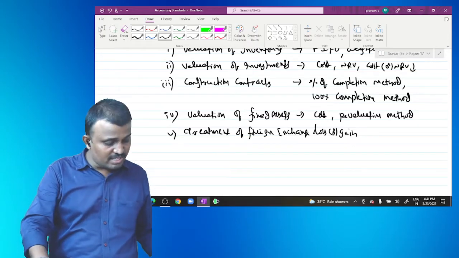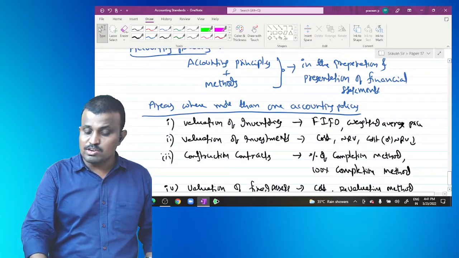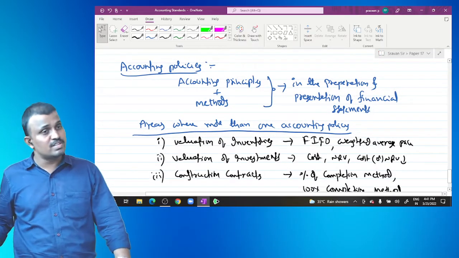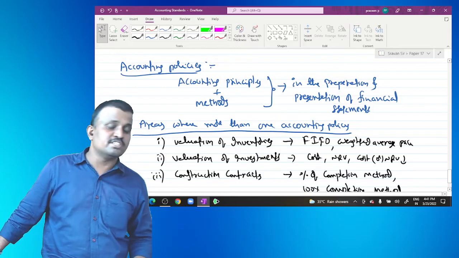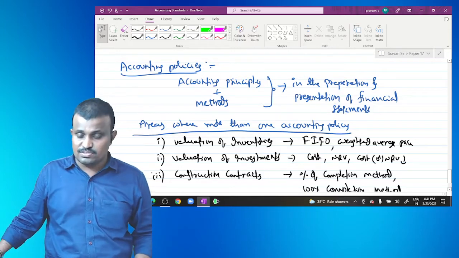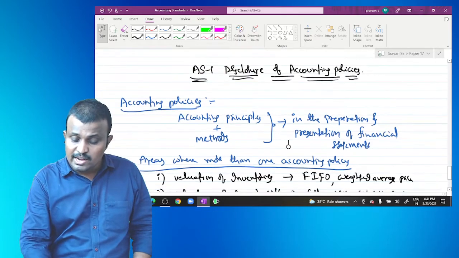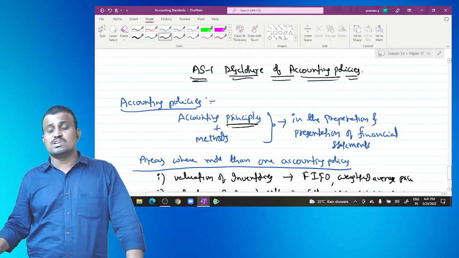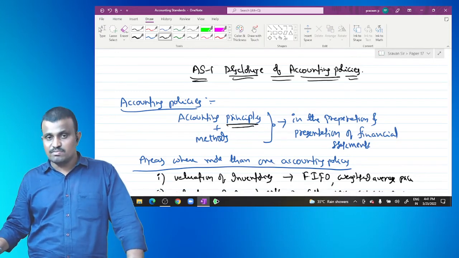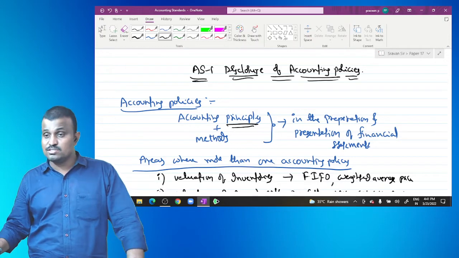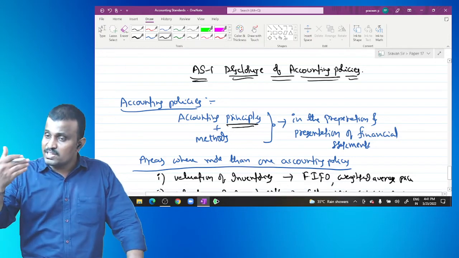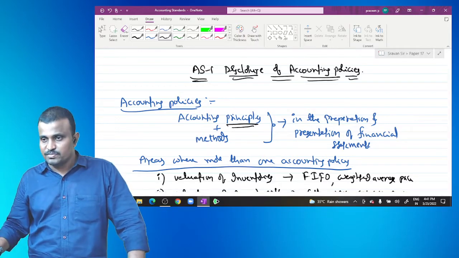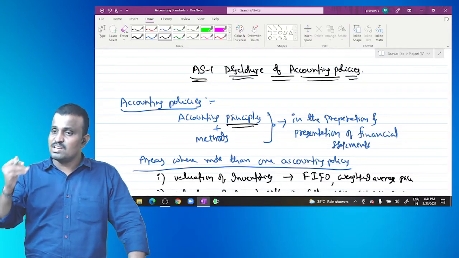So accounting policy is nothing but what? Accounting policy is nothing but accounting principles and methods of applying those principles in the preparation and presentation of financial statements. Here we use the words accounting principles. In some cases, it includes some concepts and some conventions, some rules and regulations required to be followed while preparing the financial statements of the entity.